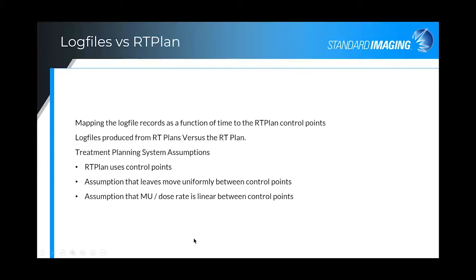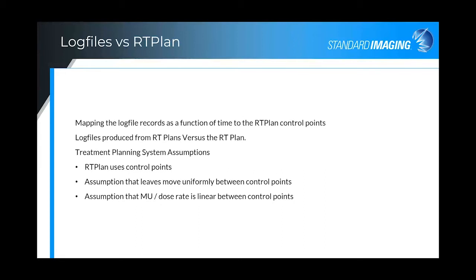So once one understands the information coming from the log files, the next step is to be able to map the log file records to the RTPlan control points. We can even generate RTPlans with different numbers of control points that may map the actual delivery more closely than the delivery presented by the treatment planning system.